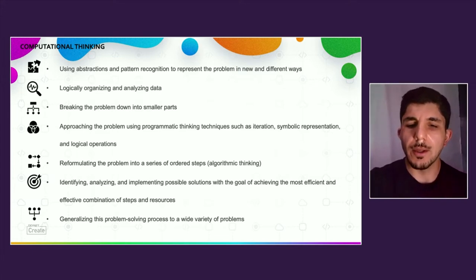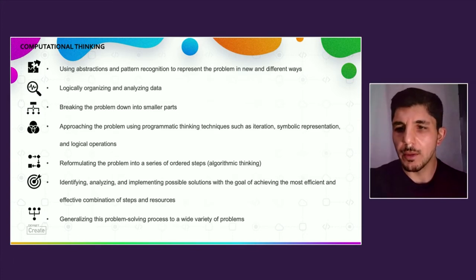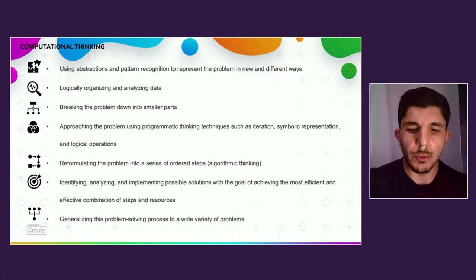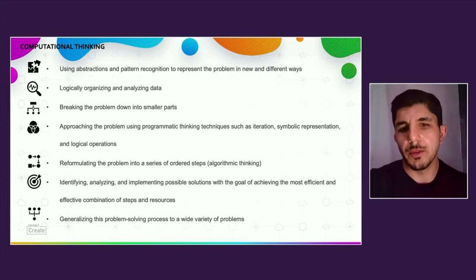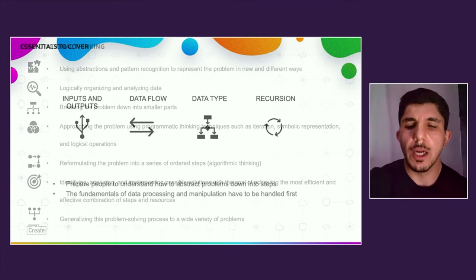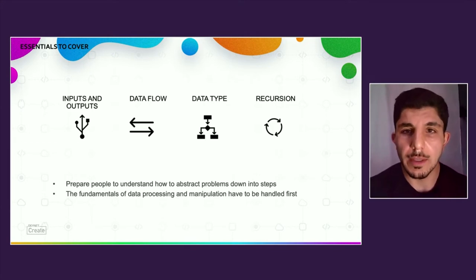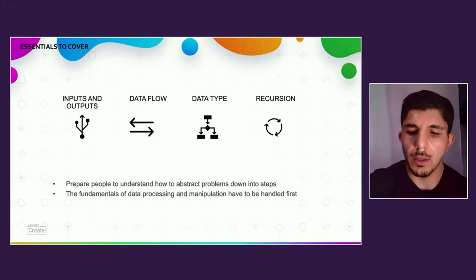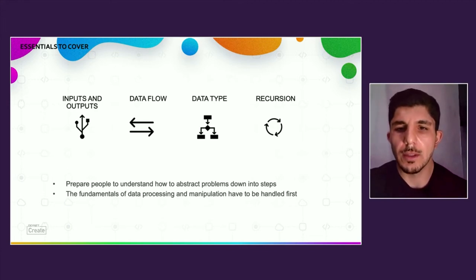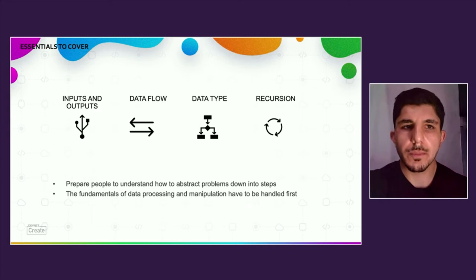So that's what we realized needed to be taught first and foremost to all of our designers before they even got into coding, because otherwise the established method you code and the way you use code is going to be very hard to come to terms with, because it's not going to be very obvious to them. And the essentials we covered with them to get started on this was understanding relationships with inputs and outputs, data flow, data types, and recursion. These are the fundamentals for data processing and underlying all the computational thinking. So that's how we break things down to these steps.